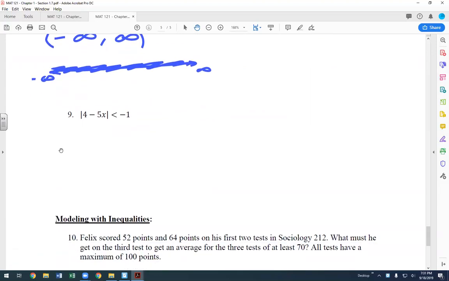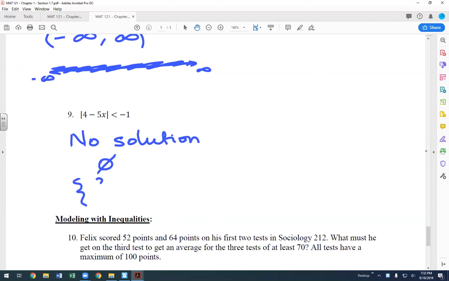Can my distance be smaller than negative 1? No, because again, my distance can be 0. My distance can be a positive number. None of those values are going to be less than negative 1, right? So this is actually the one where there is no solution, which means it's an empty set.